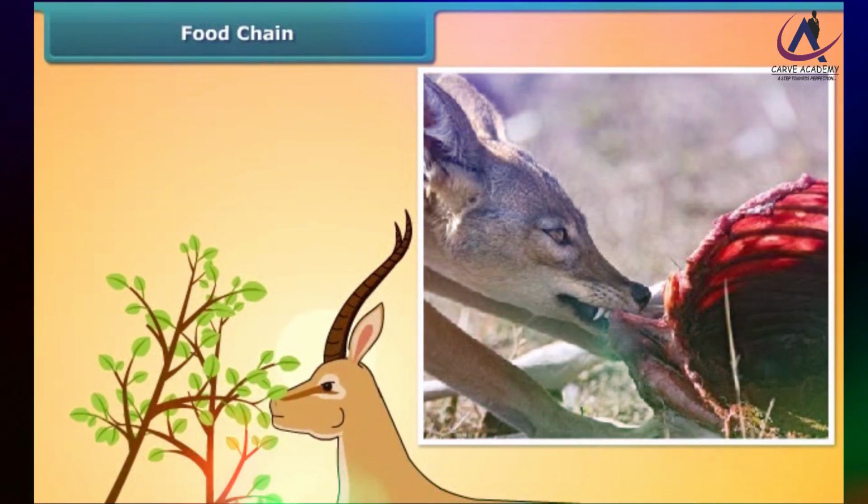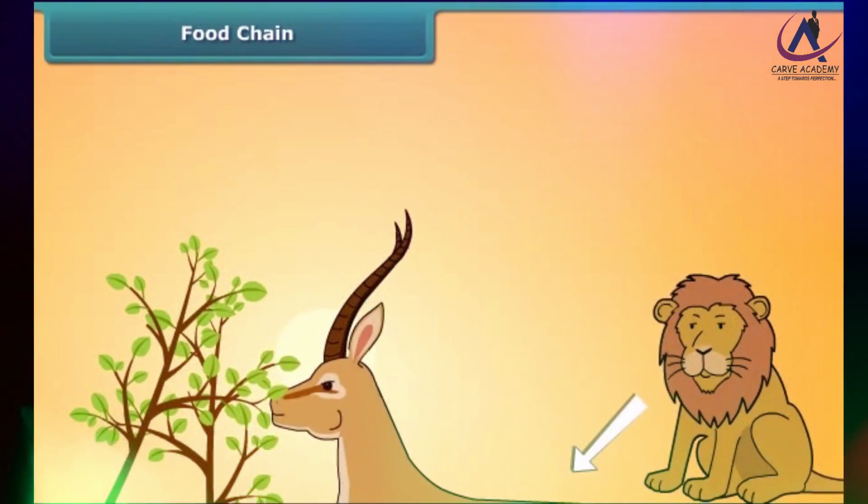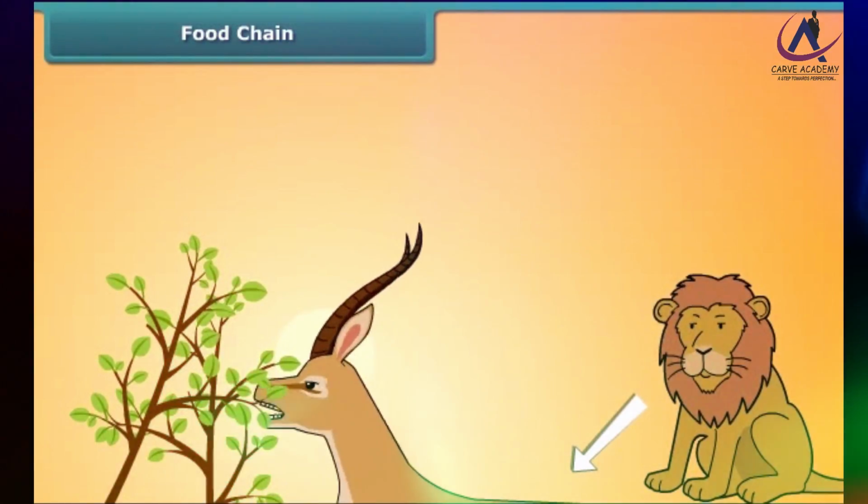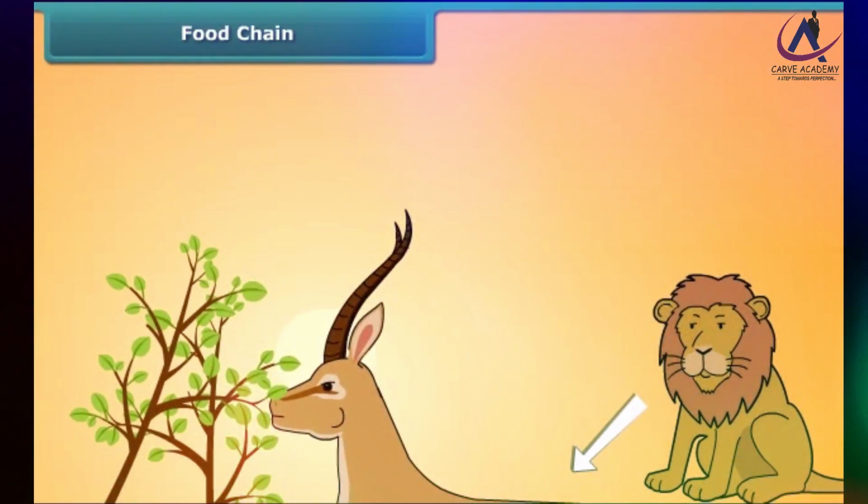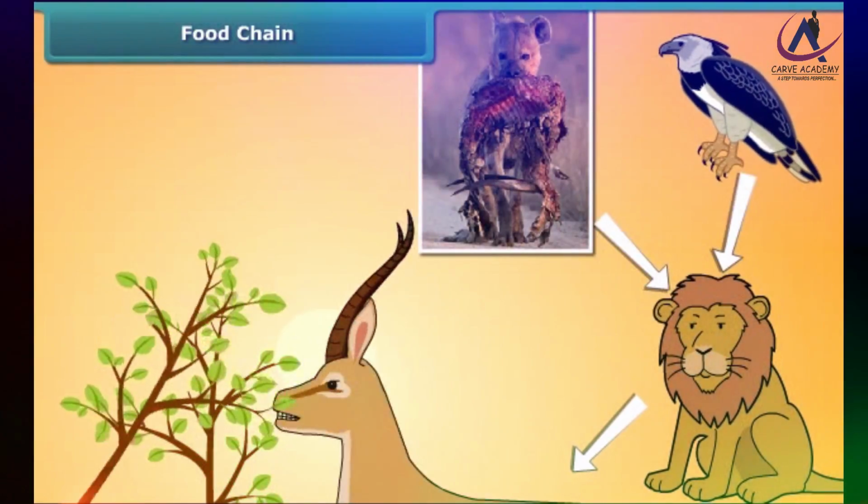The scavengers feed on dead animals. Let us take a simple example of a food chain. Plants use the sunlight and prepare food. Plants are eaten by deer. Deer are eaten by lions. When the lions die, their physical remains are eaten by scavengers such as vulture, hyena, etc.